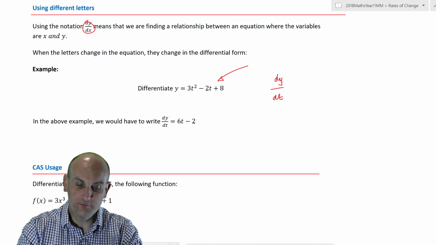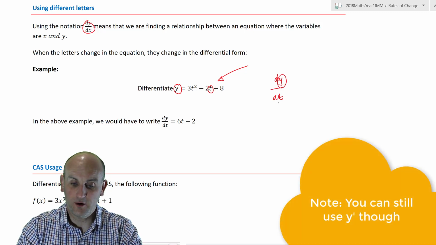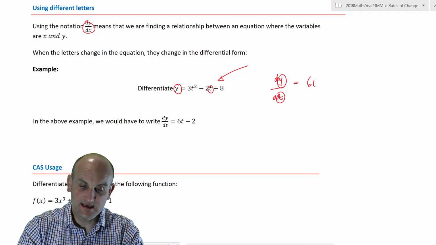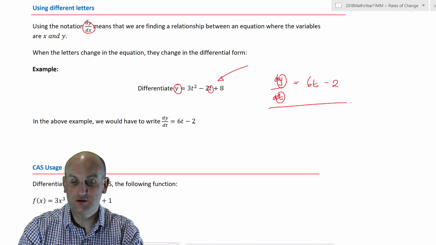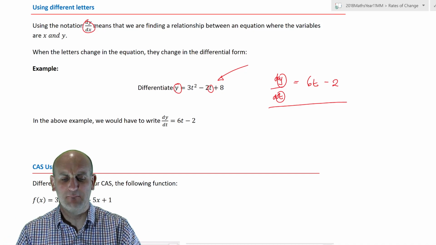Why would I do this? Because my equation is in terms of y's and t's, so the y is on the top and the t is on the bottom. And in this situation, I would write 6t minus 2. Now, try not to get your x's and y's mixed up because it gets really, really complicated.